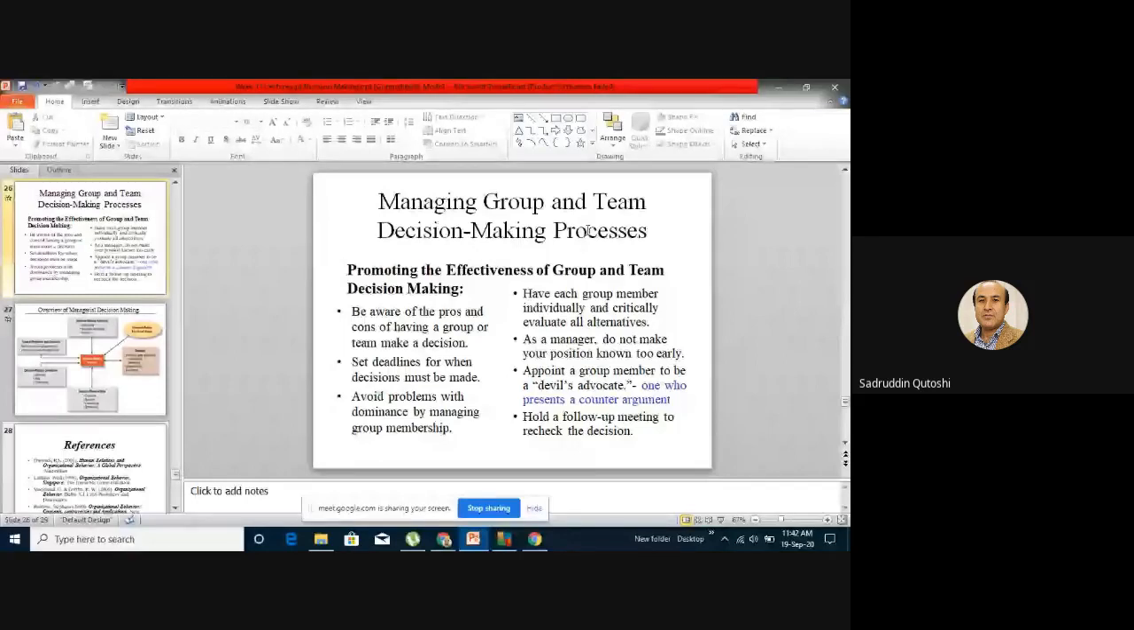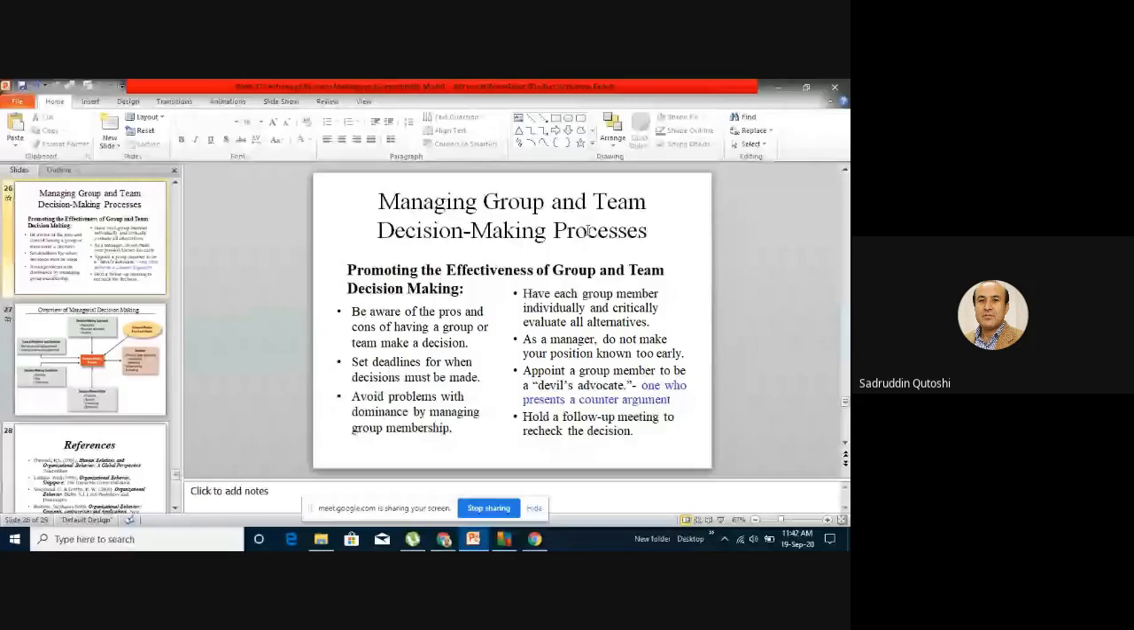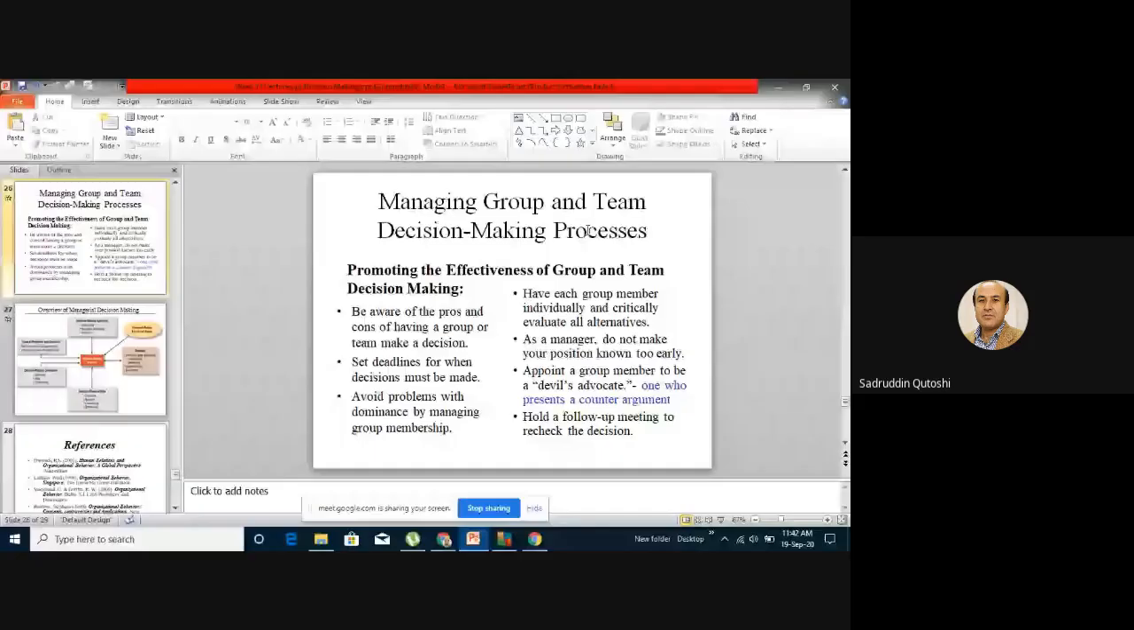Second point is, set a deadline for when decisions must be made, because it's costly and time consuming, and if you do not set a deadline, you will not reach a point to take a wise decision. The third point is to avoid problems with dominance by managing group members. As a team leader, you manage all members so that none of them dominates the group.